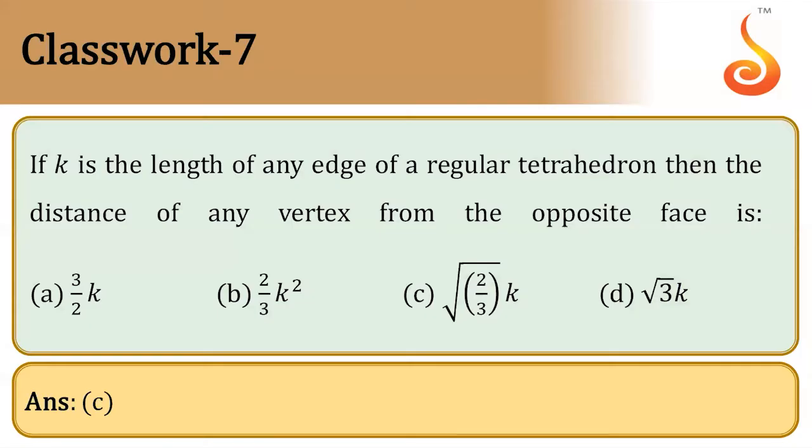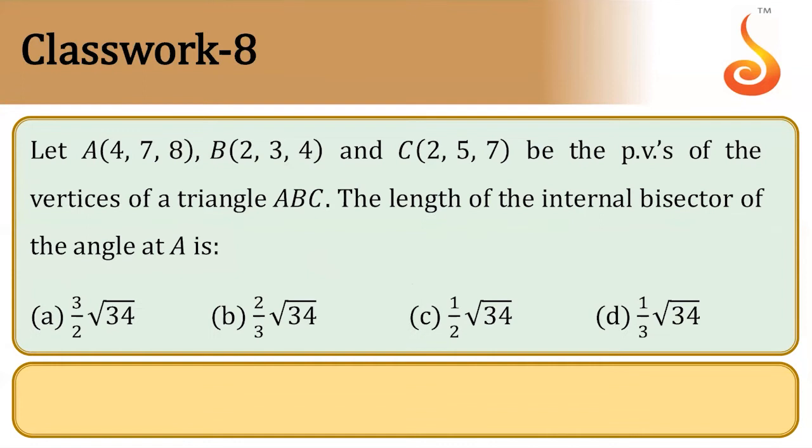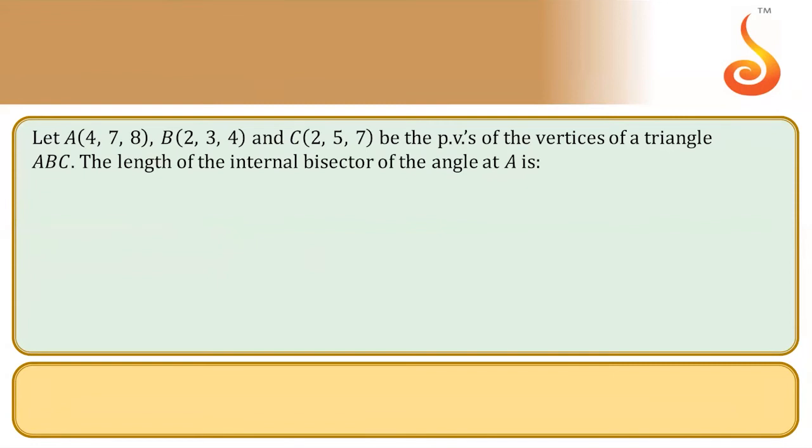Next question. Now look at this also important question. A, B, C are given as the position vectors of the triangle ABC. The length of the internal angle bisector of A. The length of internal bisector of angle A. Yes. This is a good question. Length of internal angle bisector.